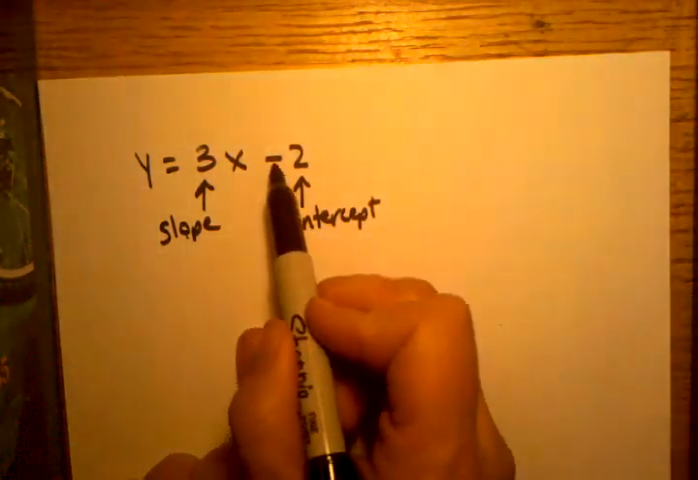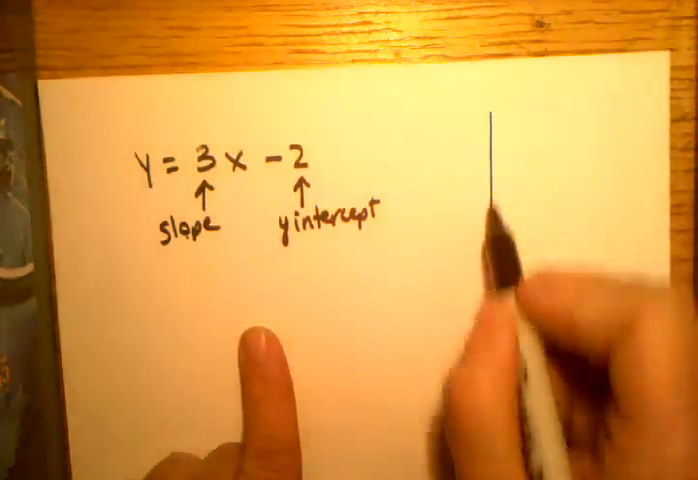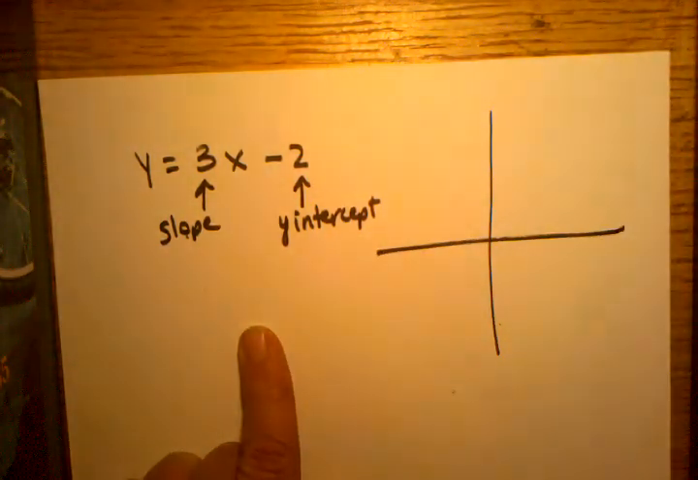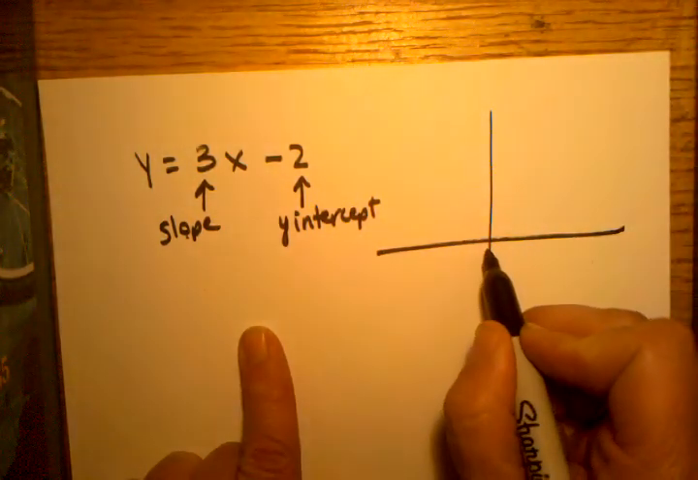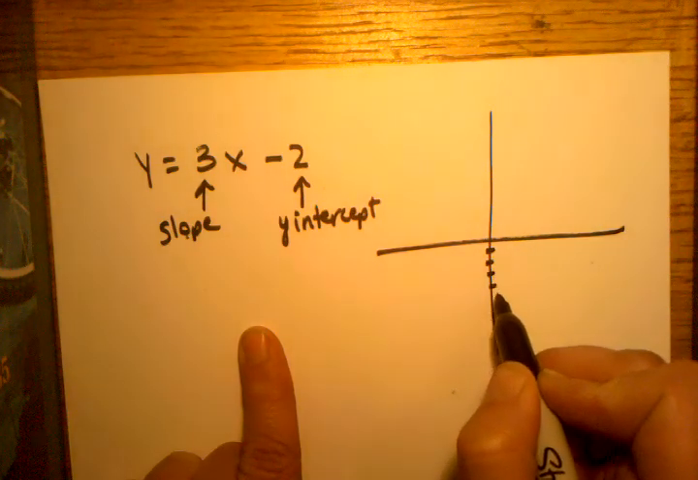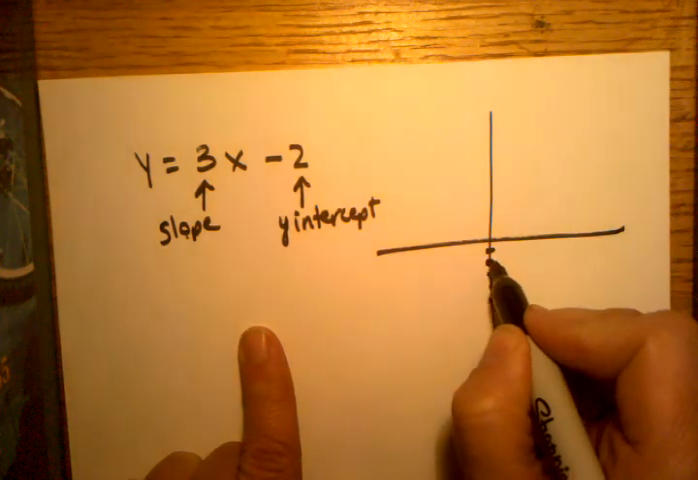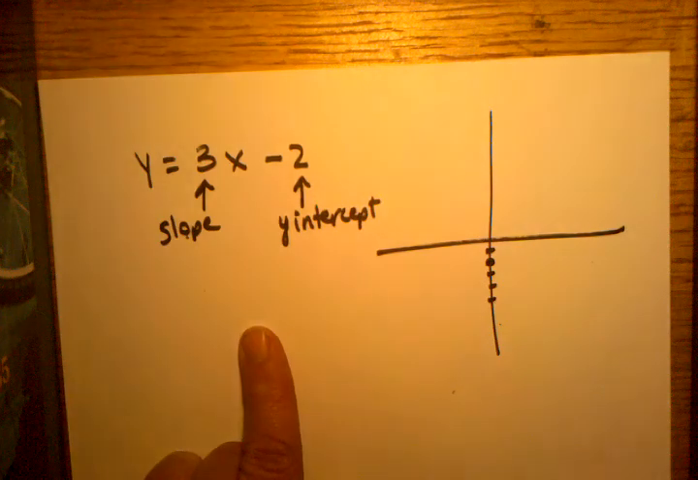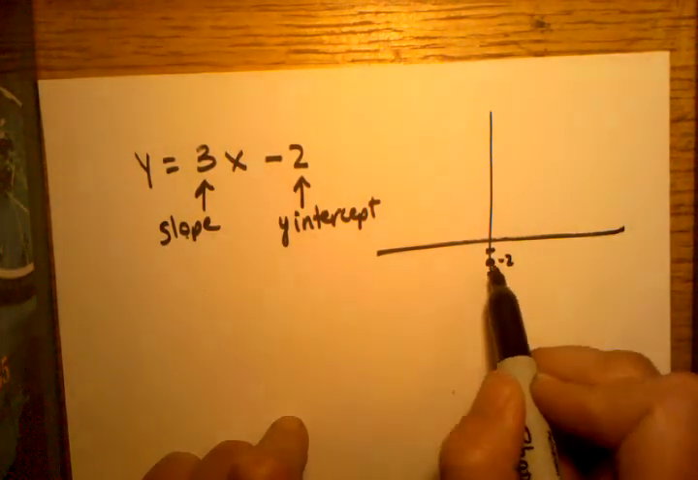Now we have a minus 2. So this time the line is going to cross on the negative side of the y-axis. It's going to actually cross at negative 2. Okay, you can barely see that. Negative 2. And so we know the line is going to cross through here.